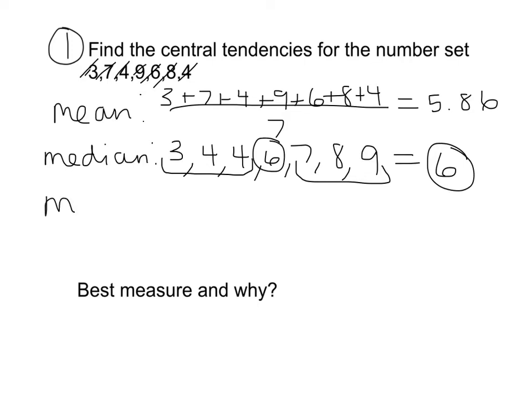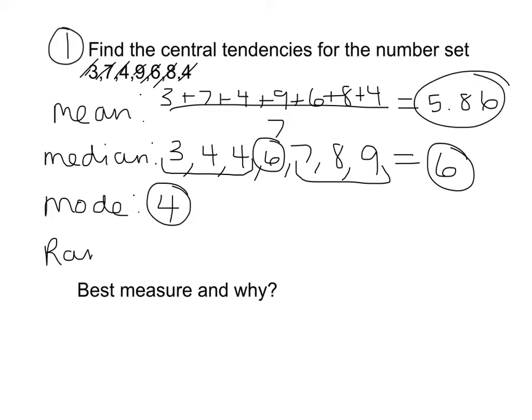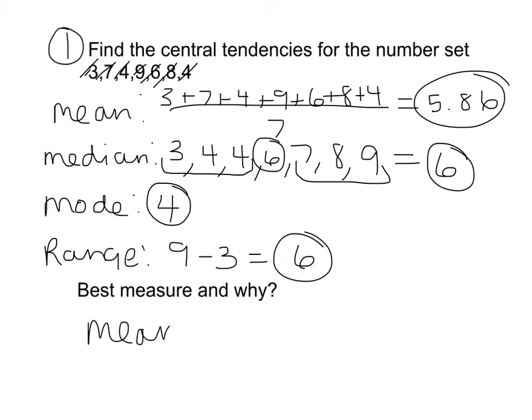Your mode is the one that occurs the most, and in this case, 4 occurs the most, so that is your mode. Your range is the highest minus the lowest, so 9 minus 3, which gives you 6. Now if you look at your data here, there isn't an outlier. So if there's no outlier, we want to use mean as the best measure of central tendency, because there's no outlier would be your reason here.